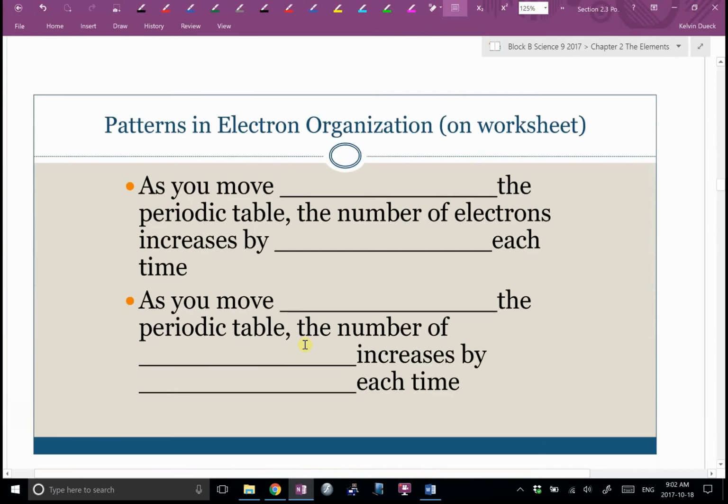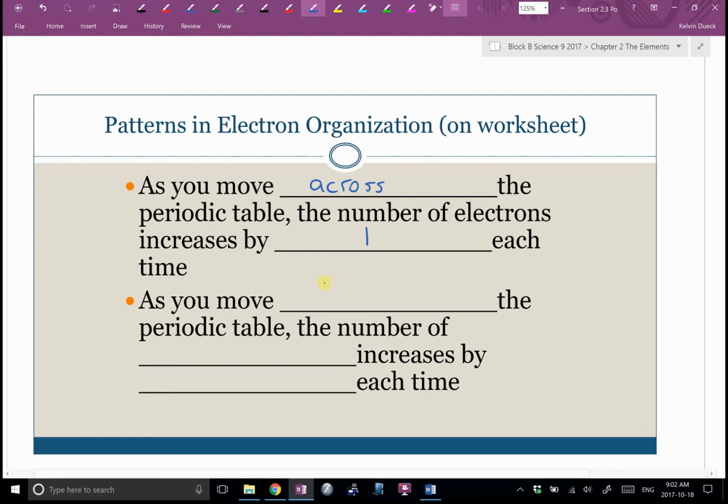So, patterns in electron organization. As you move across the periodic table, the number of electrons increases by how many each time you move one? Yep. Okay. And now you're starting to see, David, why the periodic table has to have the shape that it does.